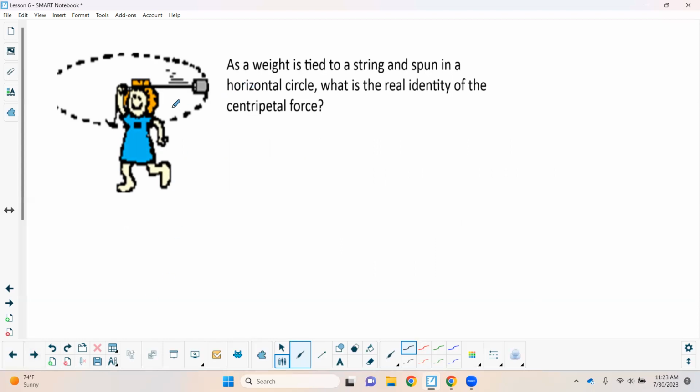Imagine this person is swinging a mass by a string in a horizontal circle, sort of like a lasso. You might imagine doing this at some point. So the weight's tied to a string and spun in a horizontal circle. What's the identity of the centripetal force? We're not calculating the centripetal force in this situation. We're just trying to say, what is the specific force that is keeping it going towards the center?